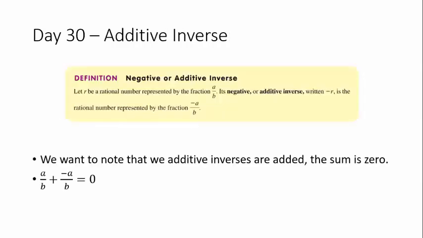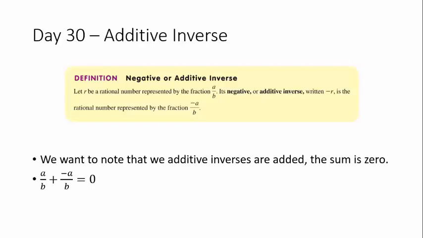We're going to begin with the definition of an additive inverse. If r is a rational number represented by the fraction a over b, its negative or additive inverse is the rational number represented by the fraction negative a over b. The idea of an additive inverse is not new to us. We encountered that with the integers.